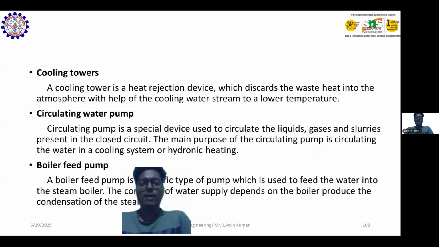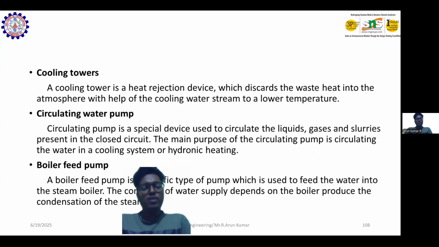The last one is the boiler feed pump. The boiler feed pump is a specific type of pump we use to feed water to the boiler. Why do we have to feed the water? We have to fill the water in the boiler so that it is converted into steam. So that water is processed into steam in the boiler. The condition of the water supply depends upon the boiler producing the condensation of the steam.